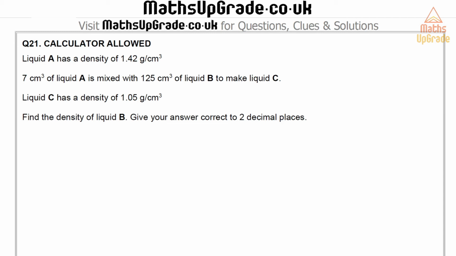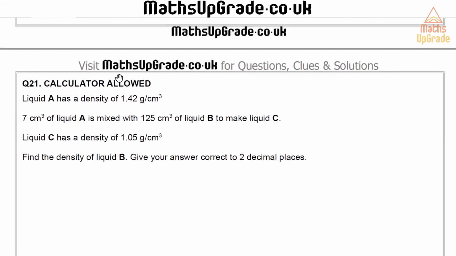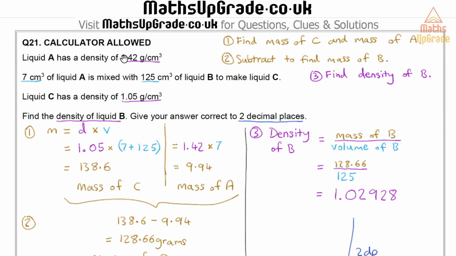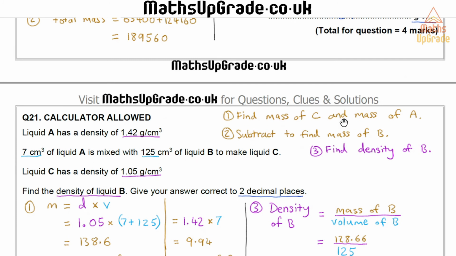So in this question, I'm going to find the mass of C and the mass of A. I'm going to subtract them to find the mass of B, and then I can use that to find the density of B. So let's underline the key information and let's list those steps here. So this is what I'm going to do.